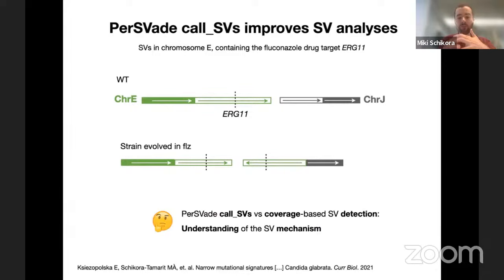Now, what would we have found if we were just looking at the coverage? We would see a duplication in this region. But thanks to PerSVade, we really understand what the source of the duplication is, so we understand better the mechanism of the structural variant formation.